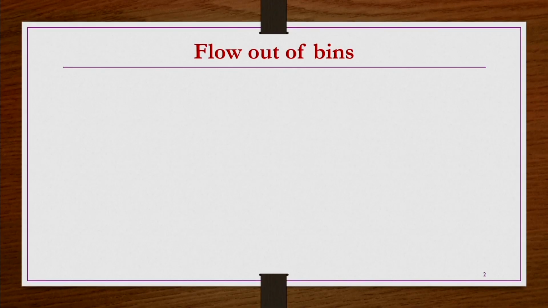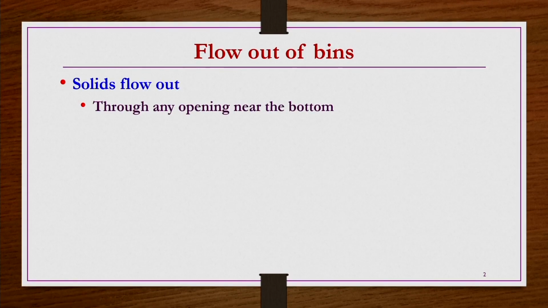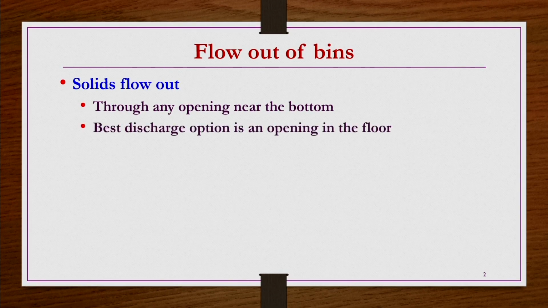So, let us say if you wanted to have the solids flow out of bins, what kind of options in general do you think of? You think of having solids flow out through an opening near the bottom, usually, preferably, and then the best discharge option is an opening in the floor, like we have a kind of storage vessel like a silo or hopper or something like this. So, let us say you have a silo like this.